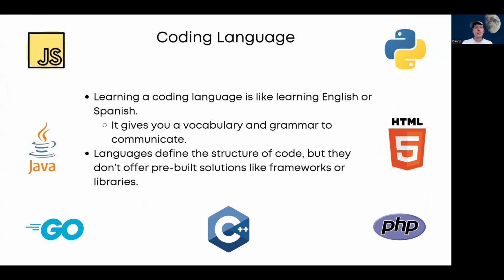Learning a coding language is like learning English or Spanish. It gives you a vocabulary and grammar to communicate. So think of it as it allows you to communicate. I think that's a good way to look at it, right? Languages define the structure of code, but they don't offer pre-built solutions like frameworks or libraries.